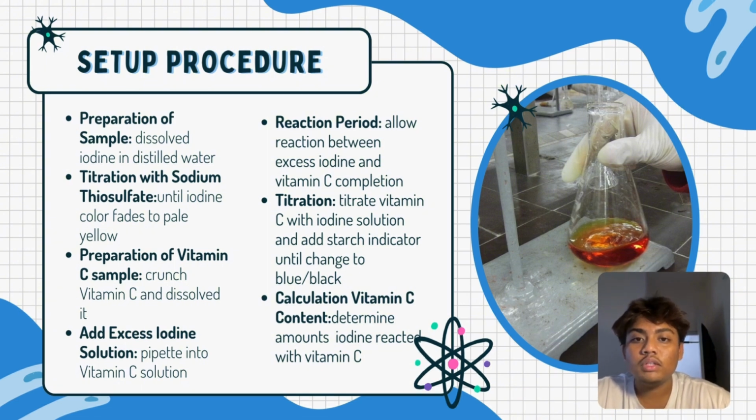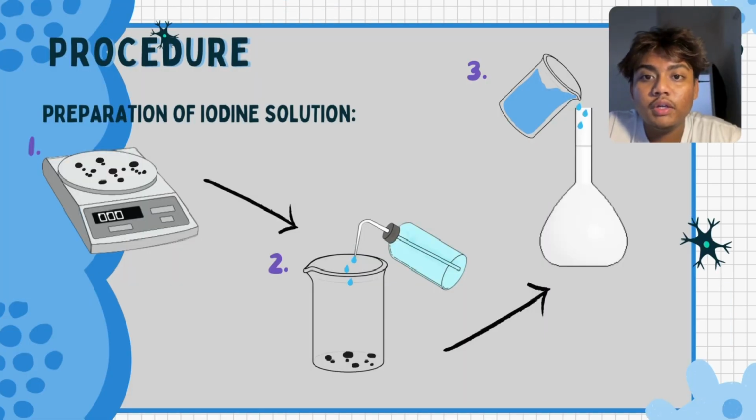Step 6, do the titration. We titrate the vitamin C with iodine and add 1 or 2 drops of starch indicator, then shake until the color changes to blue-black. And the last step is determine the amount of vitamin C. This is the procedure.